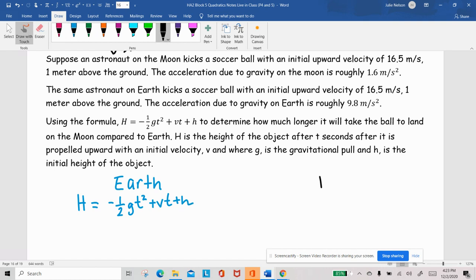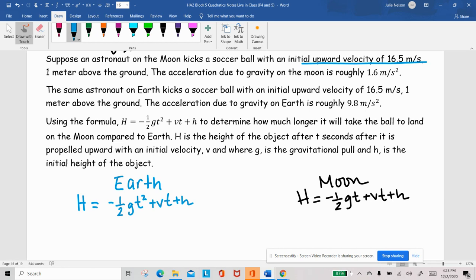And here's the moon. Same formula, because we're both kicking the soccer ball. Just one happens to be on the moon and one happens to be on the Earth. So let's find all the information about the Earth, and we're going to put it in blue. So the astronaut is kicking the soccer ball with the initial velocity of 16.5 meters per second.